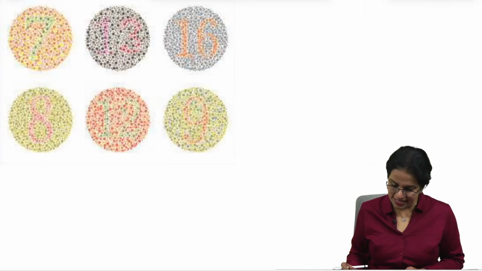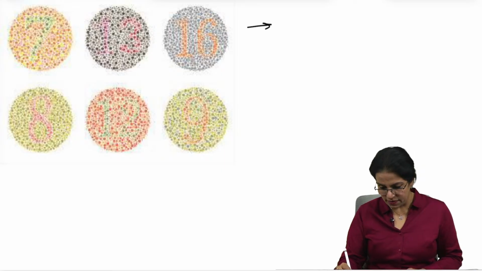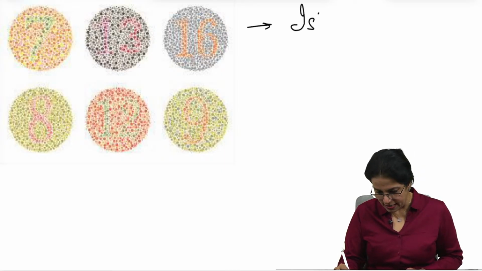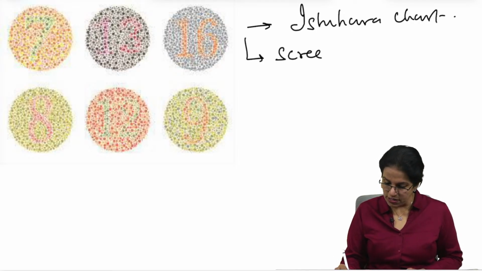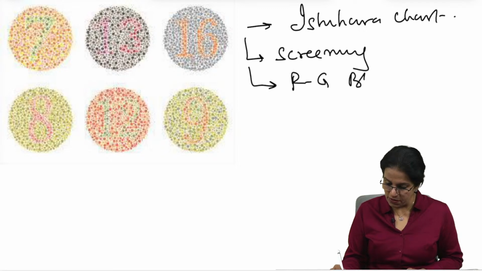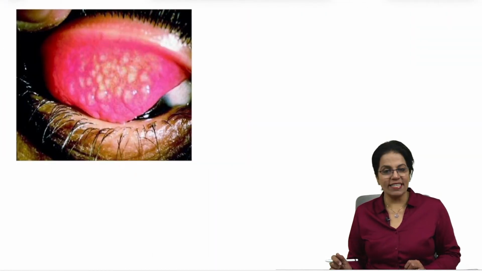Okay, we come to the next. What is this? Everybody knows? This is for screening of color blindness. We are looking at the Ishihara chart. Okay? This is for screening purposes and it can only detect red-green blindness. We will not forget this, please. Red-green blindness.